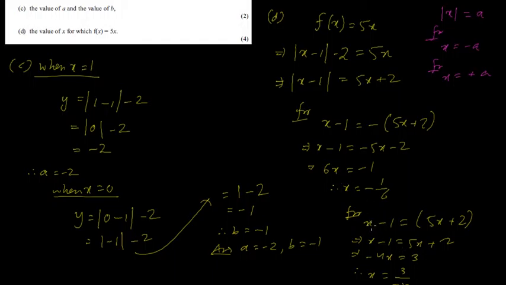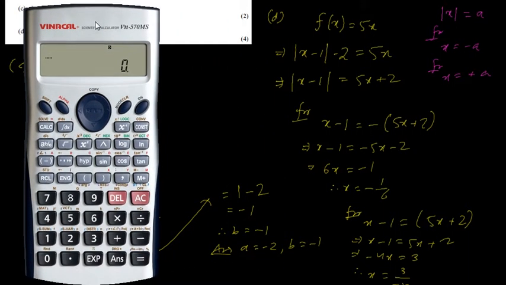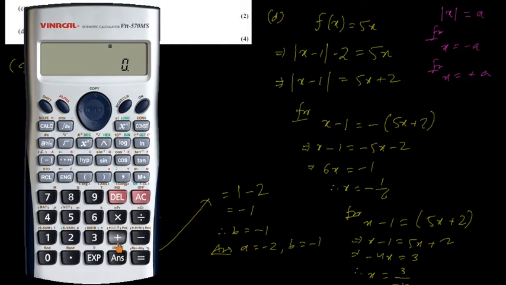This can be done by checking in the original equation whether this thing holds true. So let's first put x equals minus 1 by 6 in this equation. Absolute value of x minus 1 equals 5x plus 2. So if we do that, let's bring out the calculator. x minus 1 means minus 1 by 6 minus 1. So that is minus 7 by 6. If you remove the absolute value, it would not be negative anymore, it would be 7 by 6.